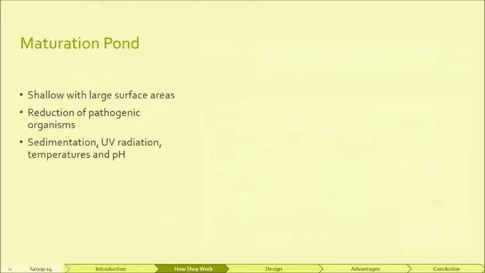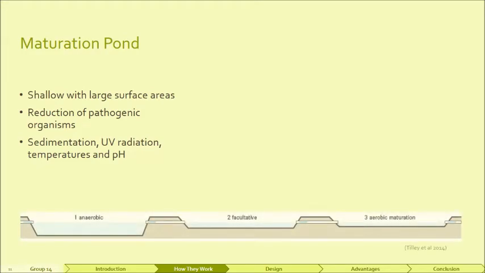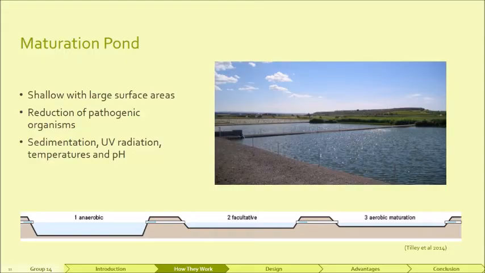Maturation ponds are last in the stabilisation pond system and are primarily designed for tertiary treatment. Maturation ponds are very shallow ponds with a maximum of 1 metre depth, often occupying very large surface areas. The primary function of the maturation pond is the reduction of pathogenic organisms. There are several processes within maturation ponds that remove pathogenic organisms, including sedimentation, solar UV radiation, high temperatures, and pH levels. The overall size and number of maturation ponds that are needed in series is found by calculating the required retention time in order to achieve a specified pathogen concentration.